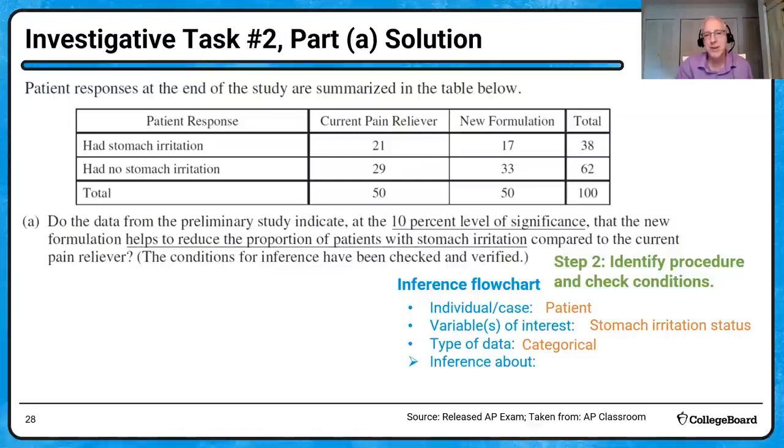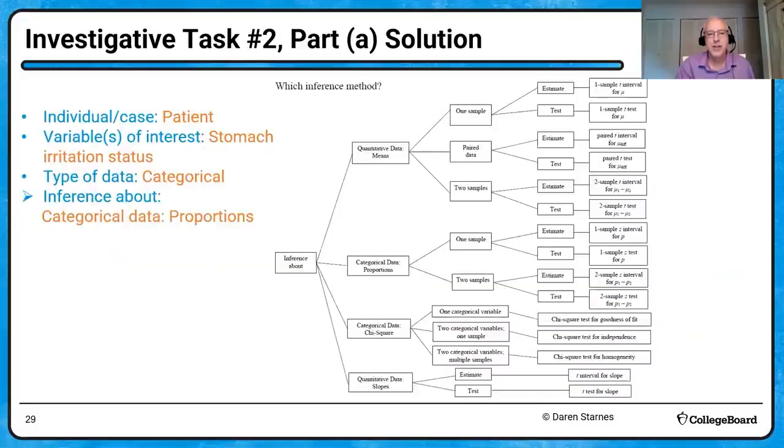Just want to point out that anytime you have a one-sided alternative hypothesis, you have to be doing inference about categorical data for proportions. So let's go to the flow chart. We've made it to the first stage, inference about categorical data for proportions, but we need to move on through the flow chart. Do we have one sample or two samples? Well, we have two groups in a randomized experiment, so we have two samples.